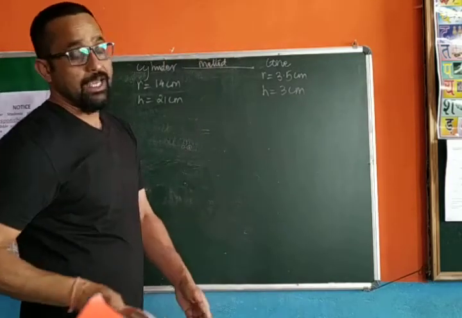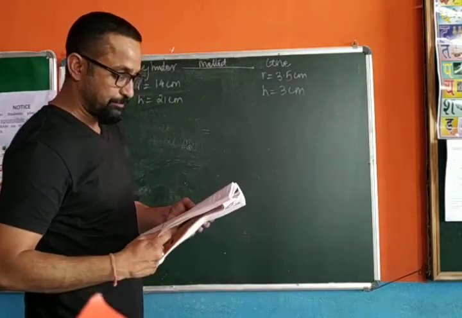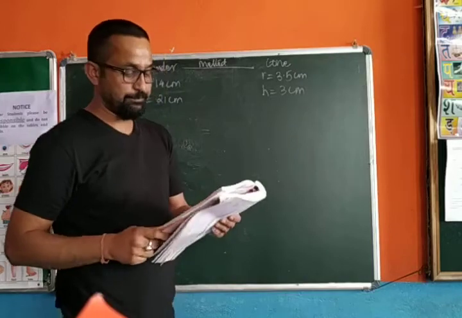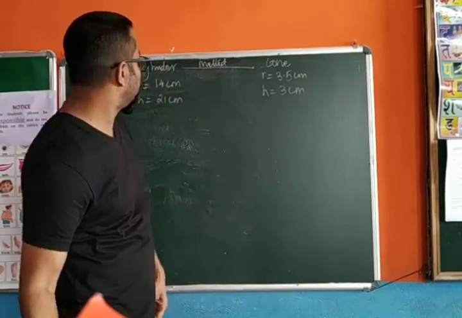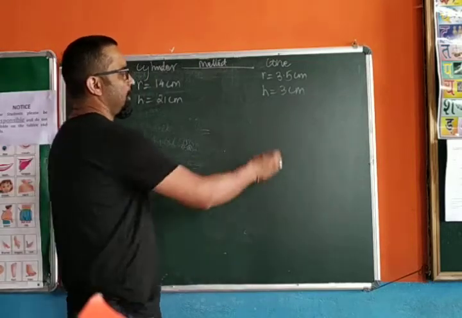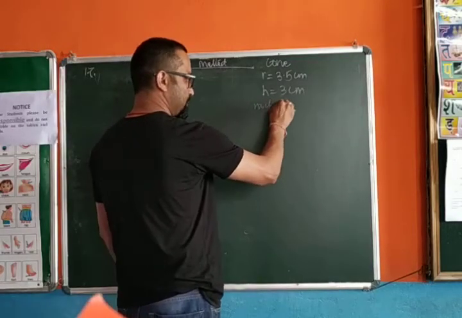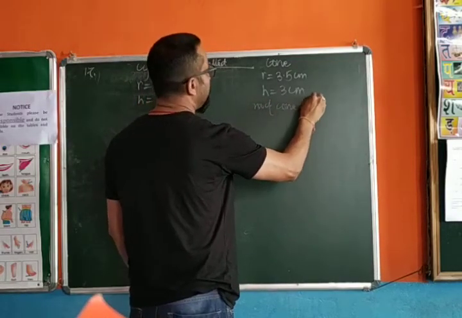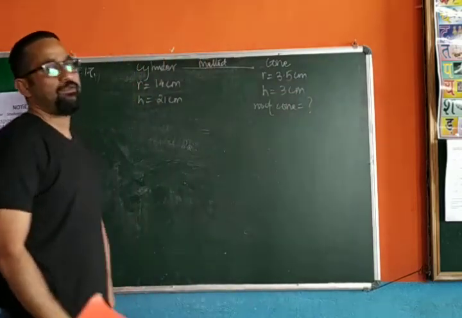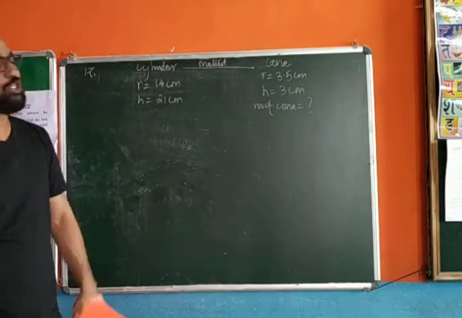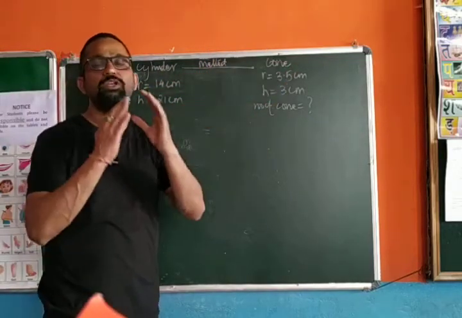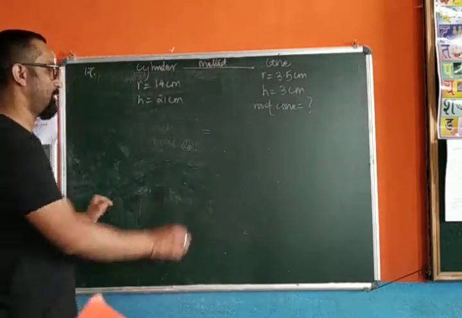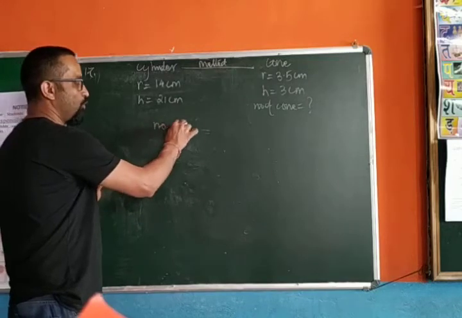Question says that calculate the number of cones obtained. Number of cones we need to calculate. So we follow the condition. Cylinder is melting into cones. How many small cones are obtained? So you write number of cones.